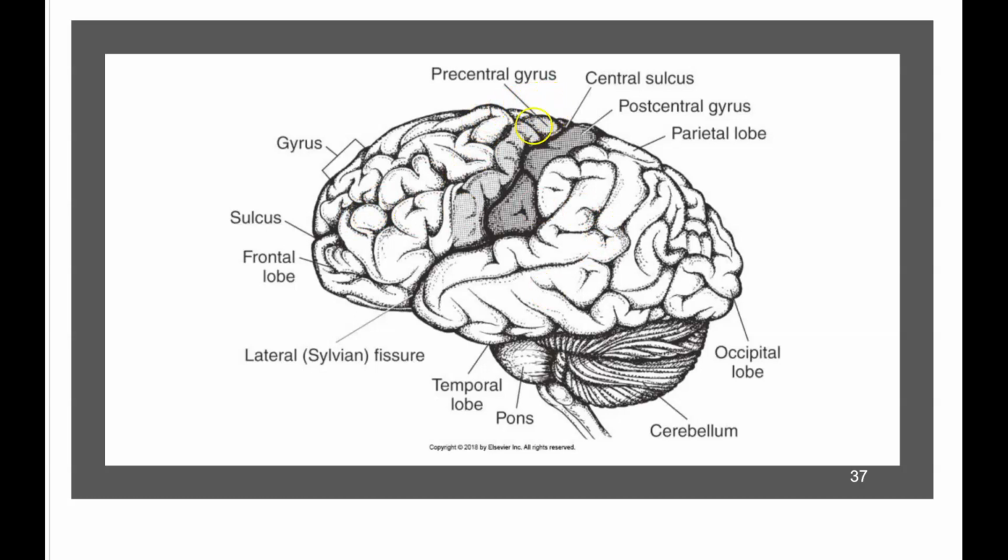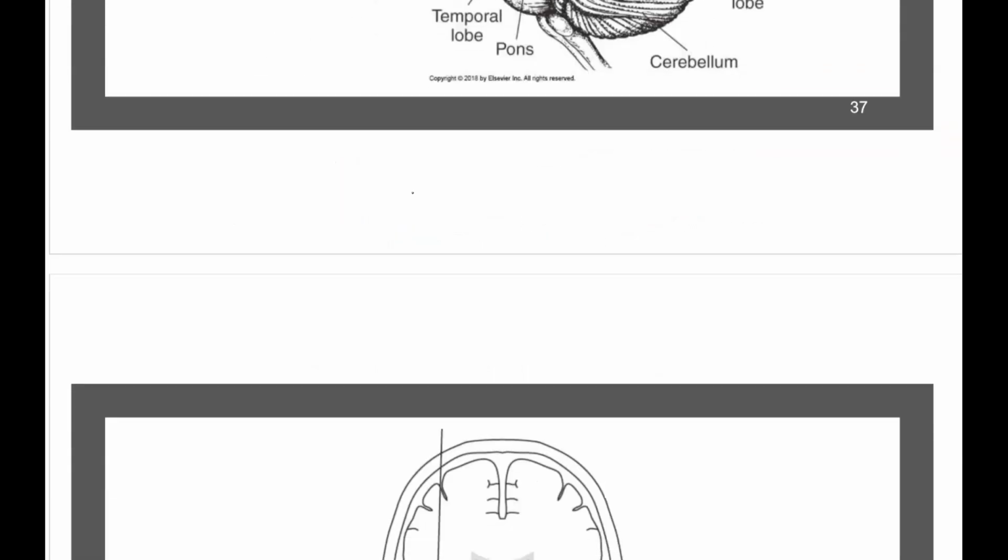We have the pre-central gyrus with our central gyrus and our post-central gyrus. So these are important areas when looking at strokes on patients. So here's our parietal lobe, our occipital lobe, our cerebellum, our temporal lobe. Here's our pons. Here's our sylvian fissure. So we always look at this area for speech. We have our frontal lobe and our gyrus. So it's all the little grooves within the brain, okay?